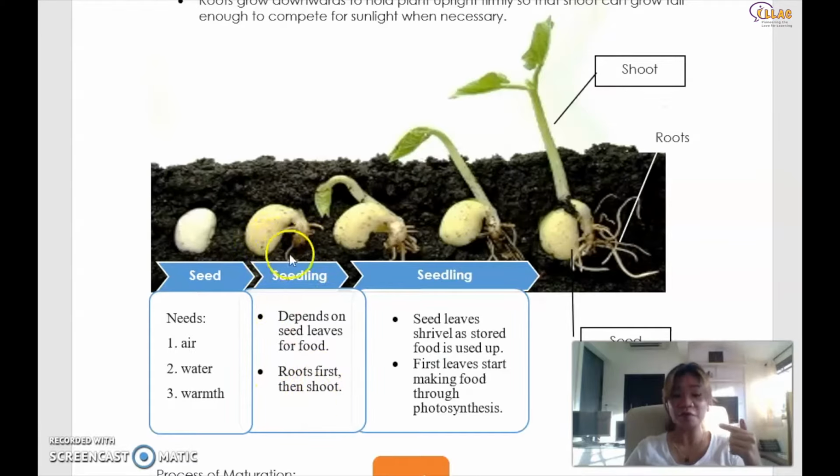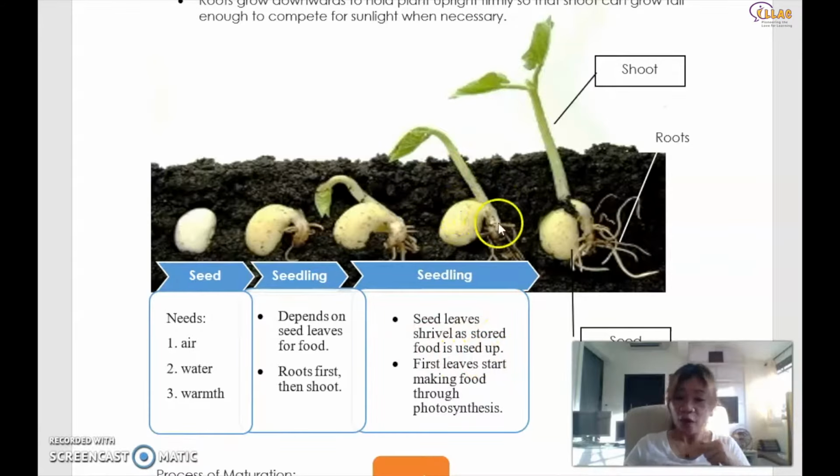The roots come out first. Always remember that the roots come out first. Then the true leaves come out. Okay, these are the true leaves, also called the first leaves. Depends on how you want to call it. Different textbook, different country might call it different things. Then the seed leaves shrivel as stored food is used up.